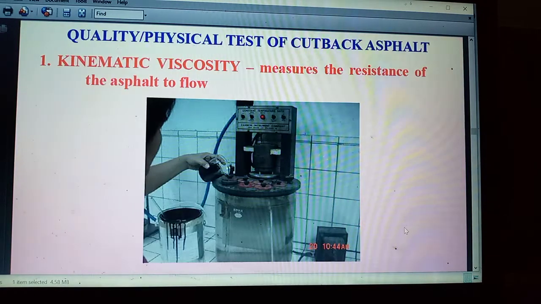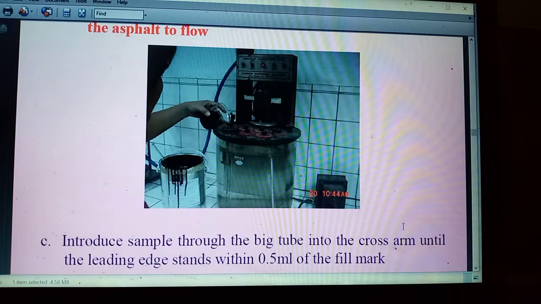And then, next is introduce sample through the big tube into the cross arm until the leading edge stands within 0.5 ml of the fill mark. Okay? So, ito yung big tube. Into the cross arm. Okay? Until the leading edge stands within 0.5 ml of the fill mark. Ayan. Meron tong measurement. So, lagyan mo until 0.5 ml na lang yung natira. So, hindi yung punong-puno talaga.